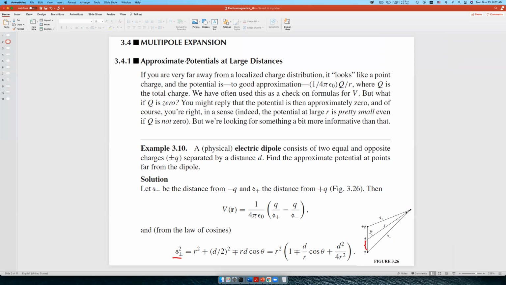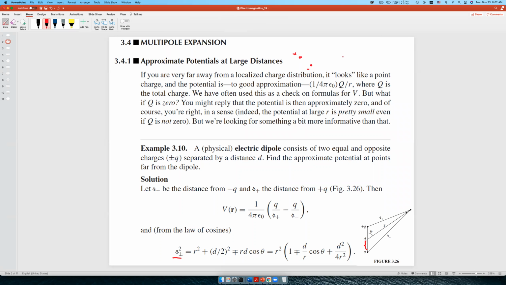So first of all, let's consider some situations where you have more than one charge. Now, if you're very far away from a localized charge distribution, which is not only one point charge, then it looks like a point charge if you're far away from that. For example, if we draw the picture, you may have some charges. It might be positive, might be negative, it might be two charges or even more.